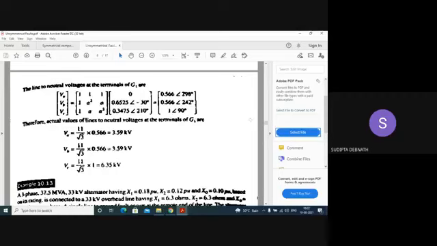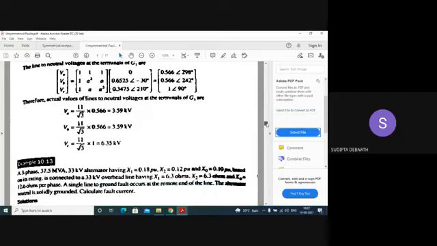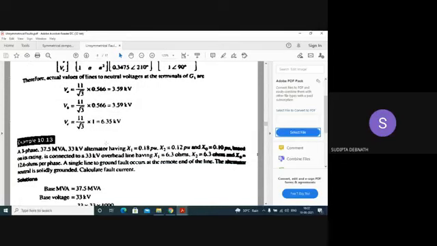The next problem is very simple. Here the fault has occurred, and the generator is connected to an overhead line. A single line to ground fault occurs at the remote end of the line. That means the fault is occurring after the line. So generator, then transmission line, then the fault. To find the fault current, you have to consider the impedances of the generator and the transmission line. They are connected in series, obviously. So you have to just add them.